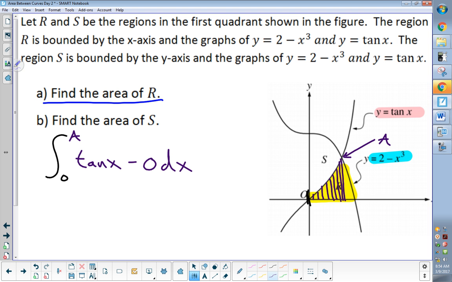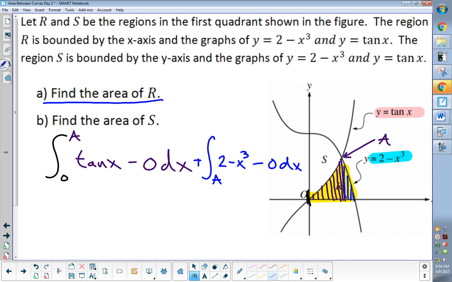The problem is that's not it. We need to add to that another integral, because we still have more shaded region. Now as I continue drawing my vertical lines, it's going from the other curve to the ground. So the other curve here is 2 minus x cubed, to the ground. So it's minus the bottom curve, minus 0 dx. When am I going to start making this integral? At A, wherever they intersected.